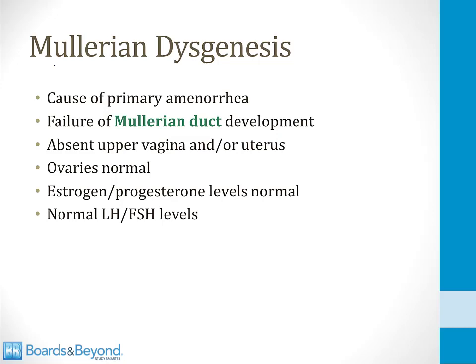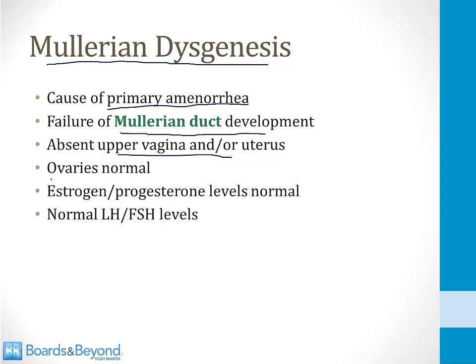The first cause of amenorrhea I'm going to discuss is Mullerian dysgenesis. This is a cause of primary amenorrhea, or failure for menses to begin at puberty. And this condition is caused by failure of the Mullerian duct to develop normally, and as a result there is an absent upper vagina and/or uterus.